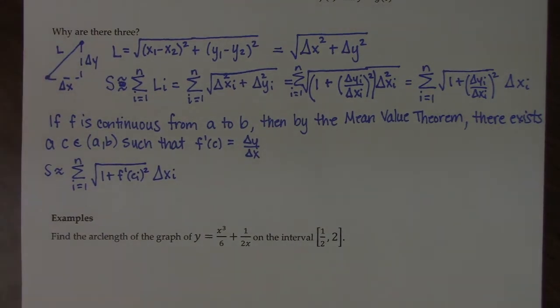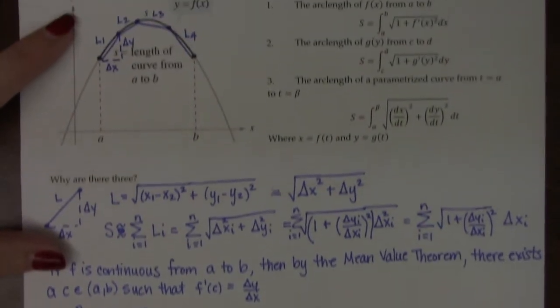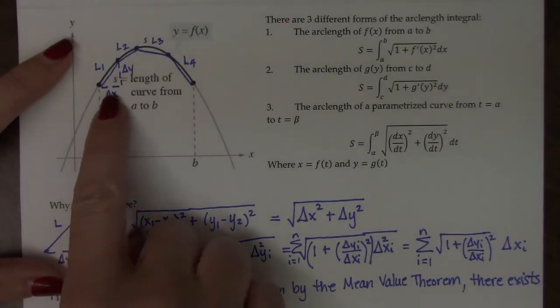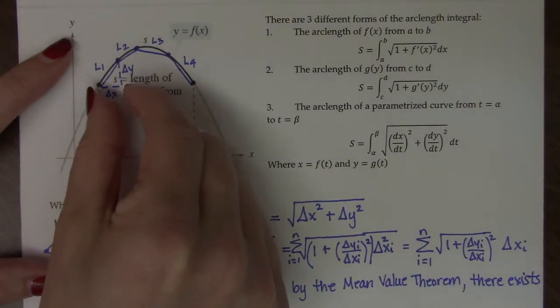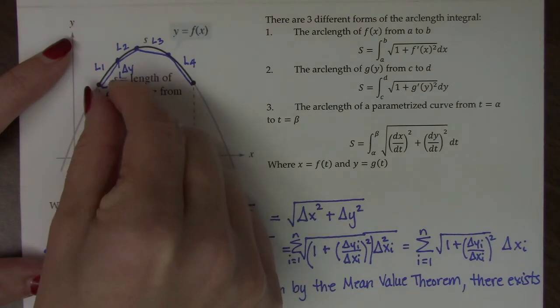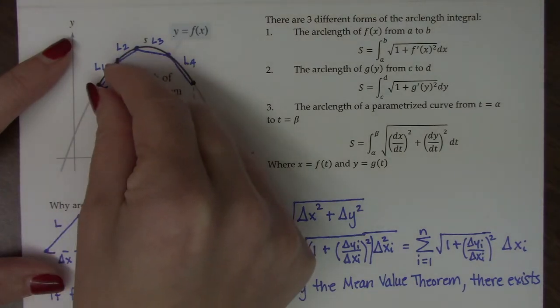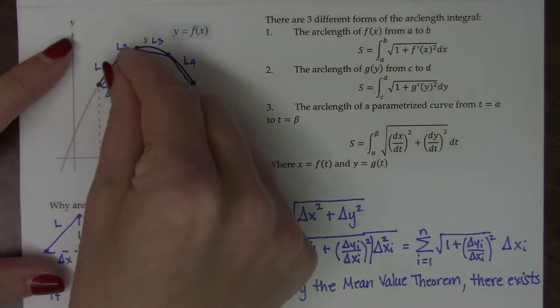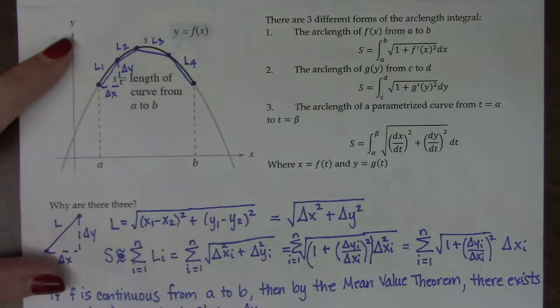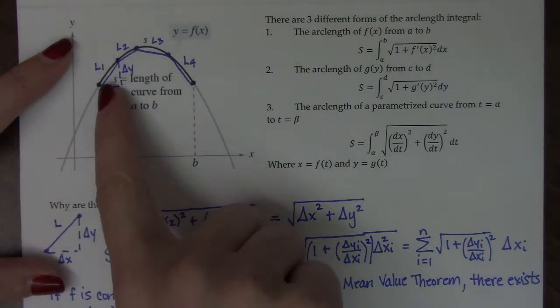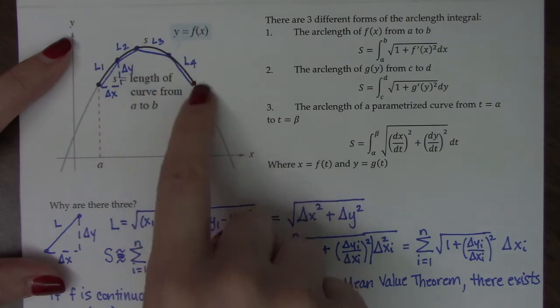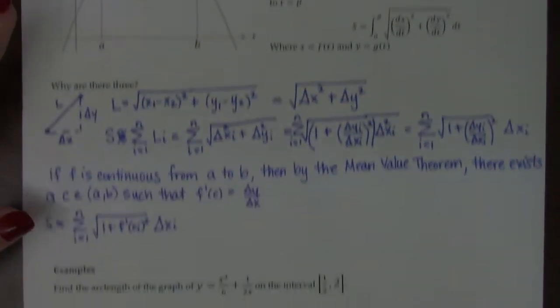Just like we did with the rectangles when we were doing area, if we take the limit and let delta x go to 0, let's look back at our picture. If delta x drops to 0, that means the width of these triangles is going to get smaller and smaller, pushing the 2 points closer together. We're going to get infinitely many of these secant lines, and they're going to be so tiny that they're going to hug the curve and return the true arc length.